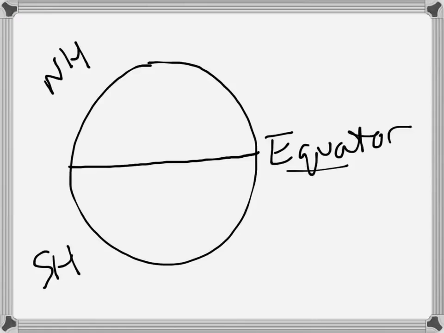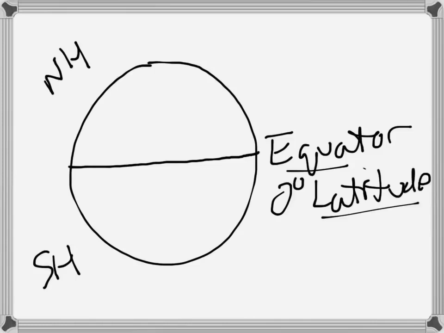Equator for equa, being equal. We're also going to define the equator at 0 degrees of latitude. And so the term latitude is the term that we're going to use for north and south. Now let's say that we wanted to determine what the latitude was of the North Pole.